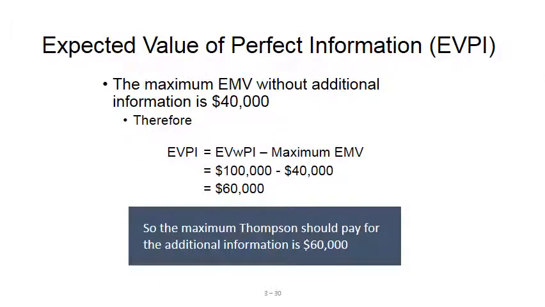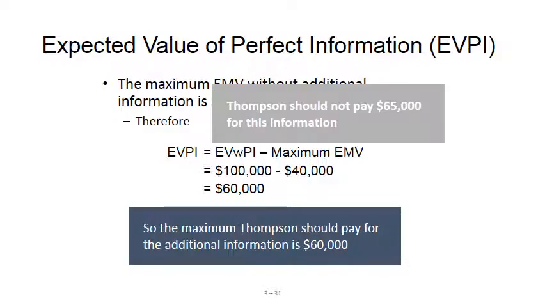Our EVWPI is 100,000. We subtract our best EMV of 40,000 from our EVWPI and find that the EVPI is 60,000, and thus the most we should pay for perfect information is 60,000. The marketing firm wants us to pay 65,000, which is more than our EVPI, and thus Thompson Lumber should not pay for this information.